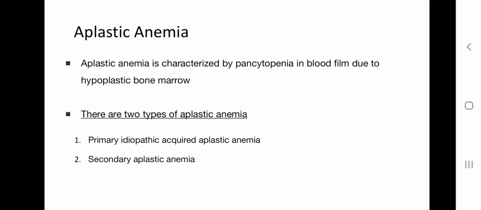There are two types of aplastic anemia: primary idiopathic acquired aplastic anemia and secondary aplastic anemia. So aplastic anemia can be classified into primary idiopathic acquired aplastic anemia and secondary aplastic anemia.